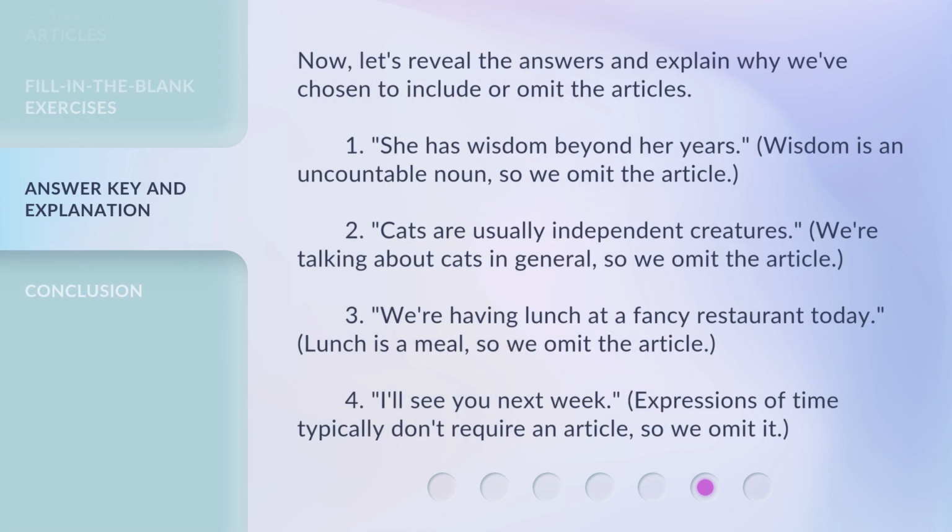Now, let's reveal the answers and explain why we've chosen to include or omit the articles. 1. She has wisdom beyond her years. Wisdom is an uncountable noun, so we omit the article. 2. Cats are usually independent creatures. We're talking about cats in general, so we omit the article.